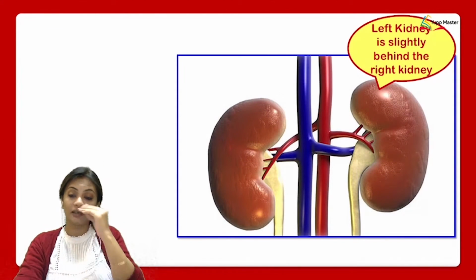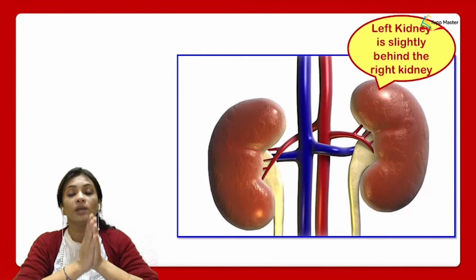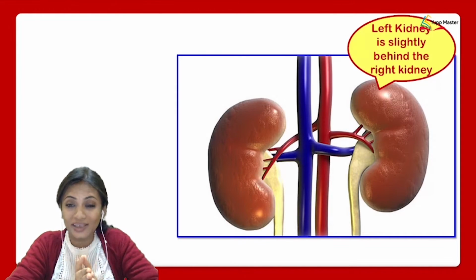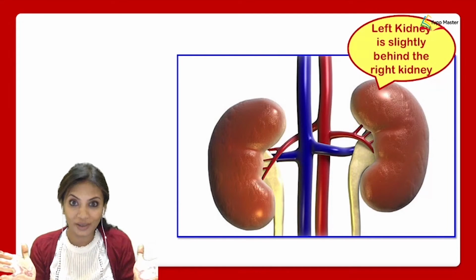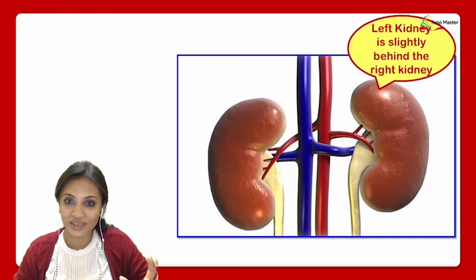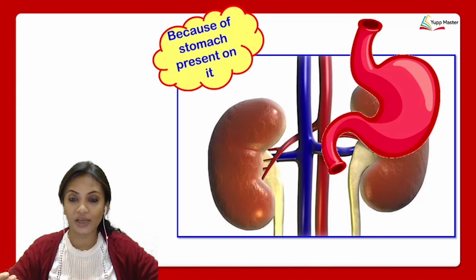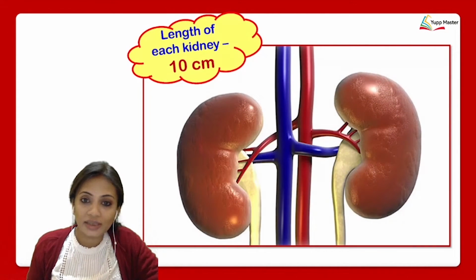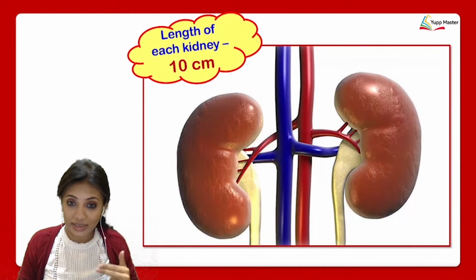Now, let's continue ahead. As we saw a little while back, the right kidney is lower than the left kidney, but the left kidney is also slightly behind the right kidney. Why is that? Because in front of the left kidney there is a huge organ that gets filled up every time you fill your stomach, and that is none other than the stomach. Because of the presence of the stomach there, the left kidney is behind the right kidney. Next we see the length of the kidney, which is 10 centimeters.